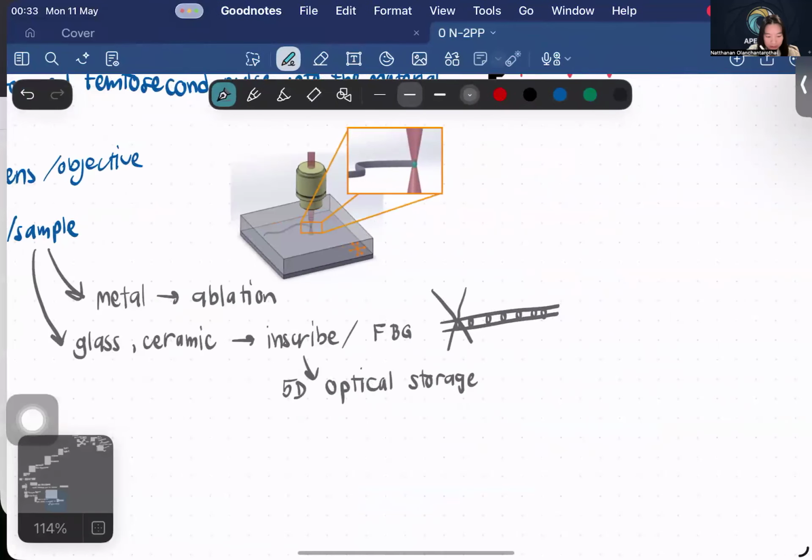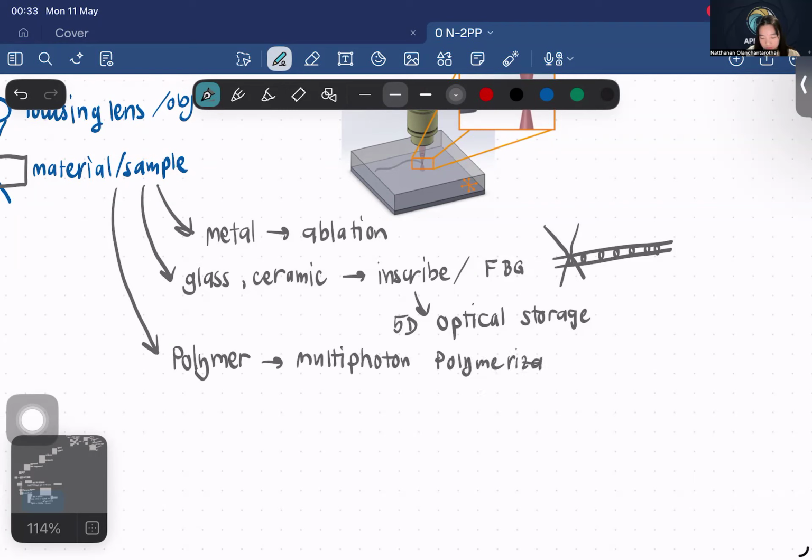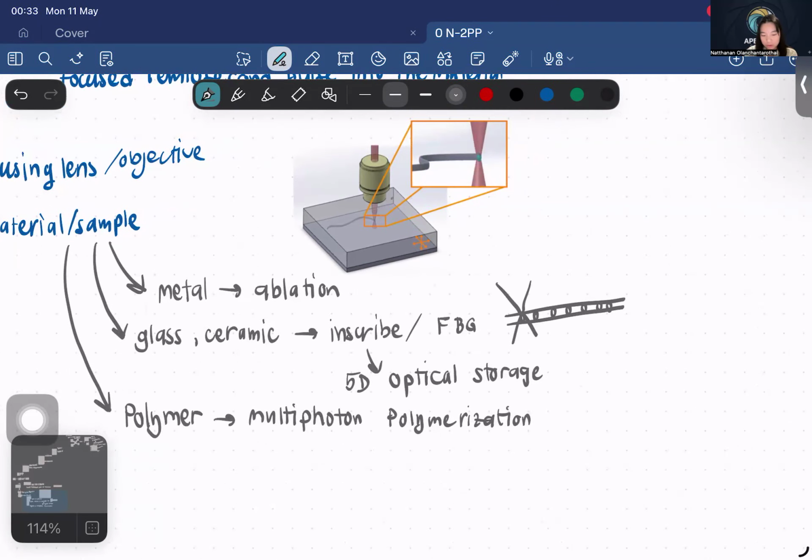And the last, but the most common material that people use this technique for, is polymer, especially for multi-photon polymerization, which creates localized polymerization inside a liquid resin volume.